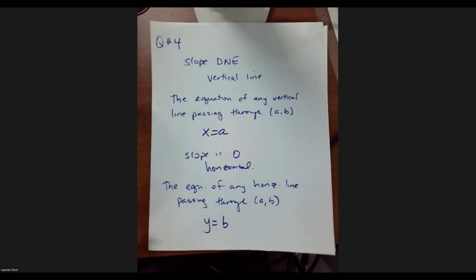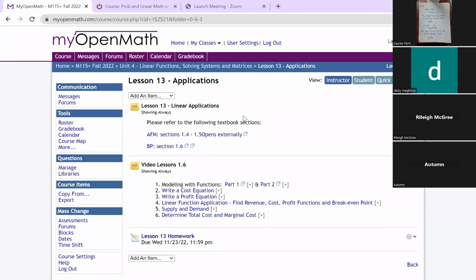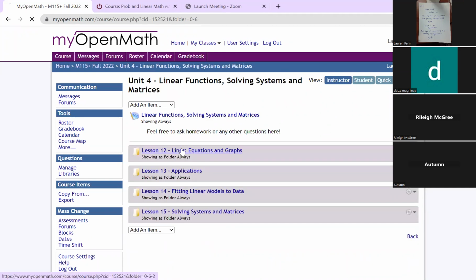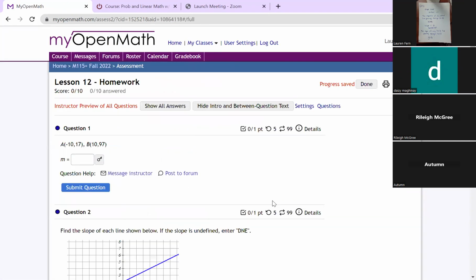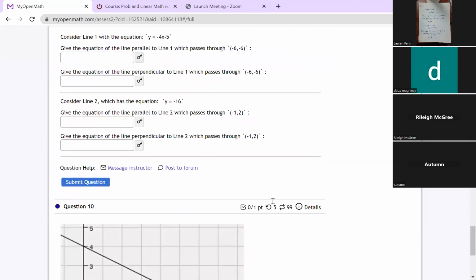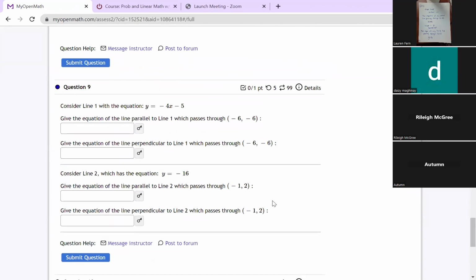Okay, so what I need to do is jump to that. Okay, I'm going to share my screen. Number 9. Okay, come on. So lesson 12. Number 9. Your numbers are going to be slightly different. Let's do it.